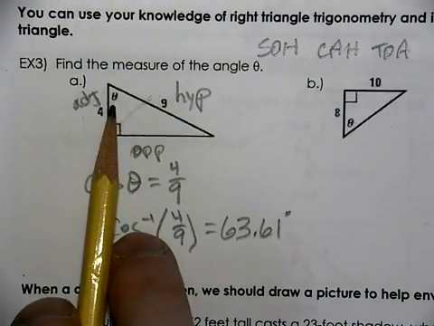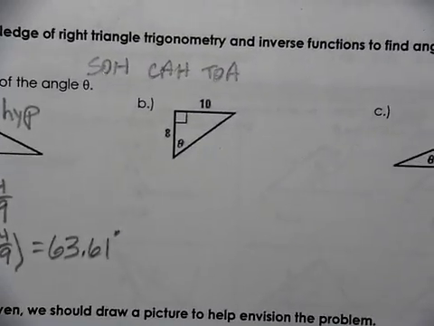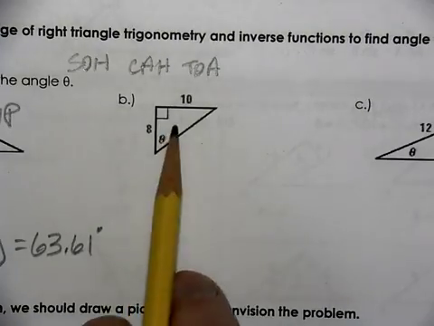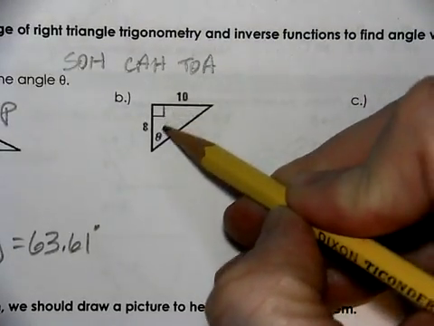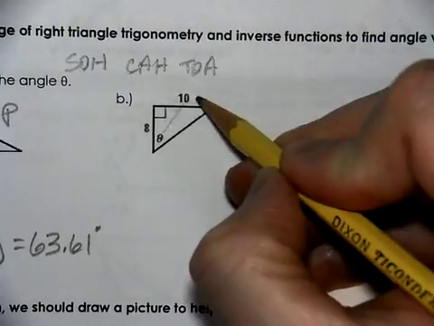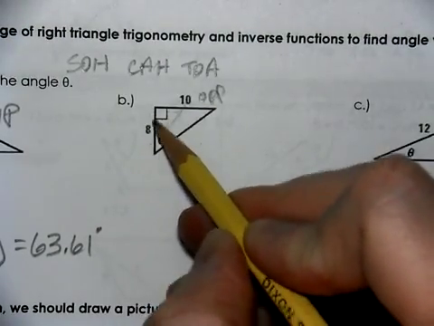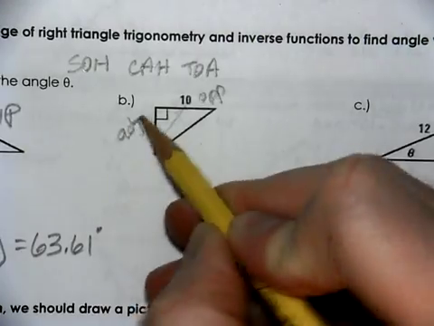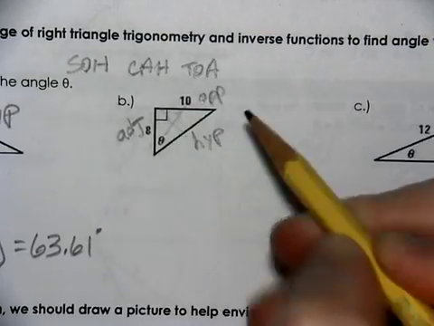So that's what our angle of our right triangle would have to be, 63.61. Next, we're looking at letter B. What side would the 10 be considered? What side would the 8 be considered? The 10 is across from your theta, so that's called your opposite. The 8 is the other leg, so it's considered your adjacent. Across from the 90 is your hypotenuse.